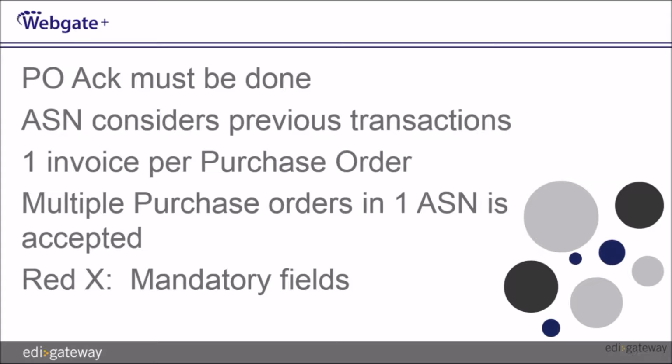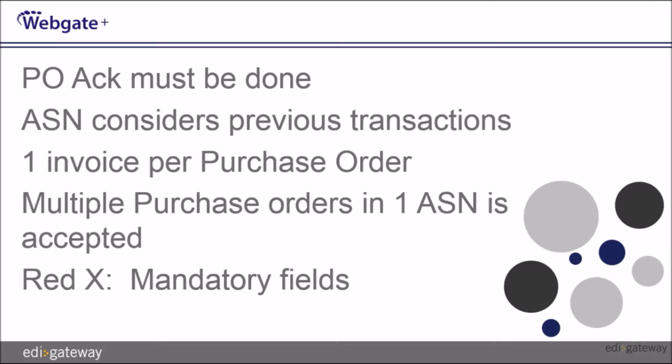The system will build your ASN while incorporating the changes reflected in previously exchanged documents such as purchase order change and purchase order acknowledgements. The BRICK allows you to ship multiple purchase orders on one ASN. Please note that in order to comply with the BRICK's business rules, the system will create one invoice per purchase order. The BRICK requires mandatory information.